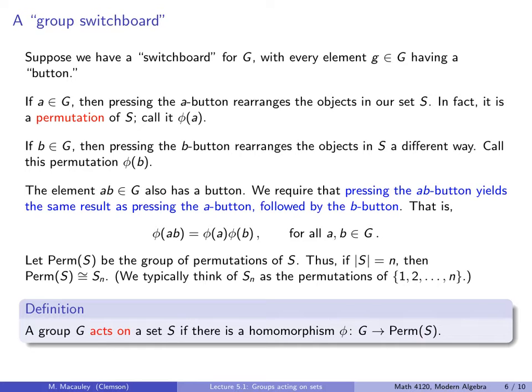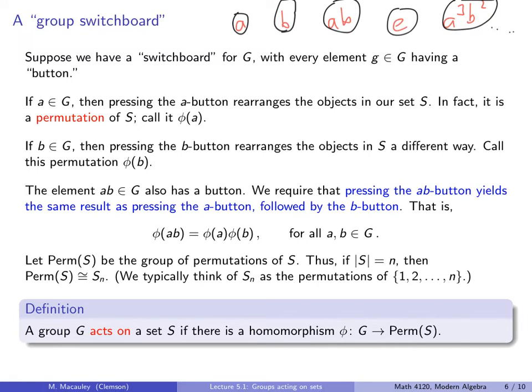So let me draw a picture now. We have the A button here, we have the B button, we have the AB button. We're going to have the identity button. We might have an A cubed B squared button. And so all of these things have a button. So we have this big switchboard in front of us. And there's going to be other buttons corresponding to other group elements. And of course, this button is only different from these buttons if this group element is different from these group elements.